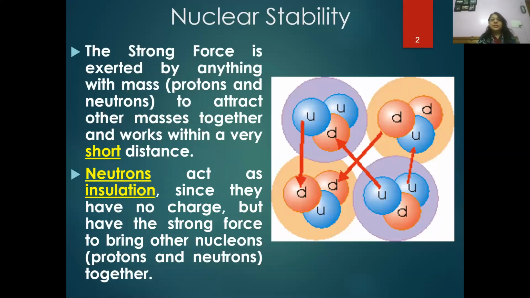The strong force is exerted by anything which has mass. Who has mass? The protons and the neutrons have mass, and so they attract the other masses together. And we know very well that nuclear forces are predominant over short distances. This is just a recapitulation. I'm sure you all are very well versed with it. So nuclear forces act only on short distances, and neutrons act as the insulating, binding material for the protons. Otherwise, they would just repel each other and move away. Neutrons act as insulation since they have no charge, but they have the strong force to bring other nucleons, that is protons and neutrons, together.